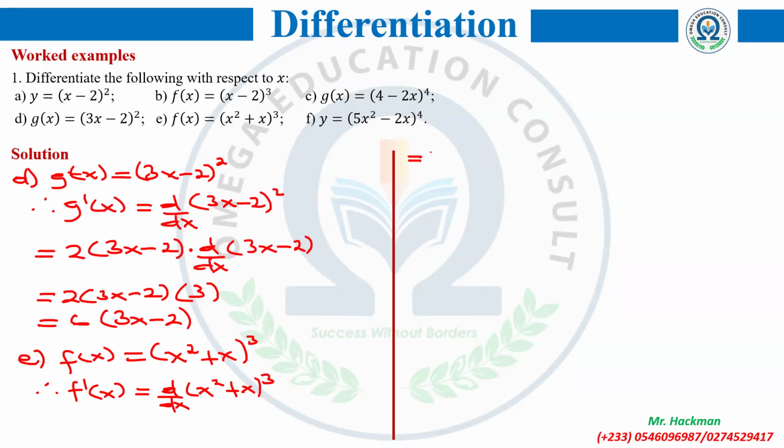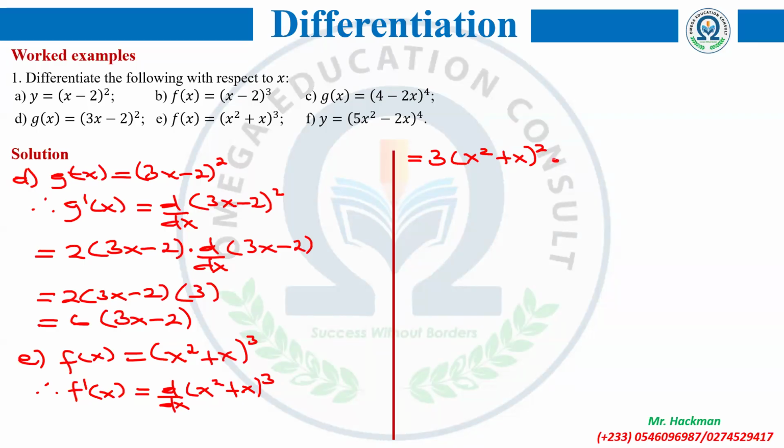Bring the power down, 3. So I'm applying the rule. That's the reason why you don't see the d/dx there. Keep the x squared plus x, reduce the exponent by 1. It was 3, 3 minus 1 will give us 2. Is that clear?